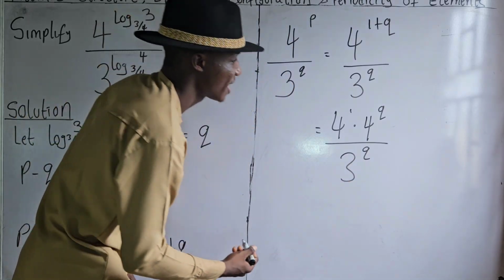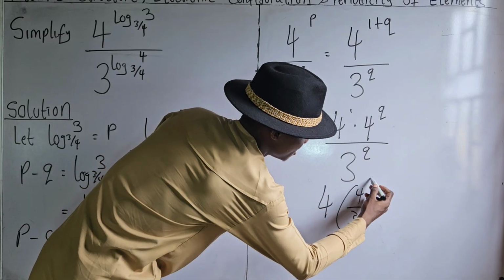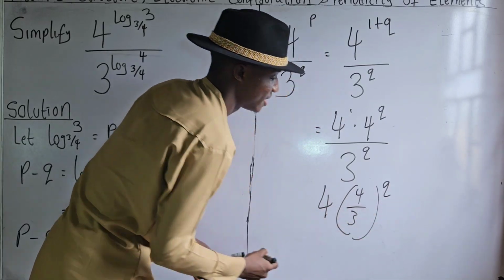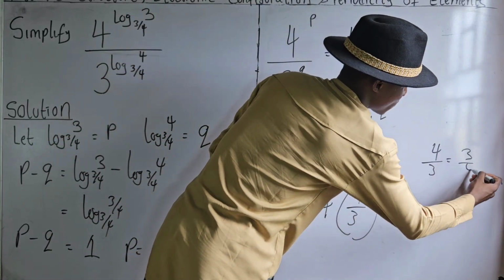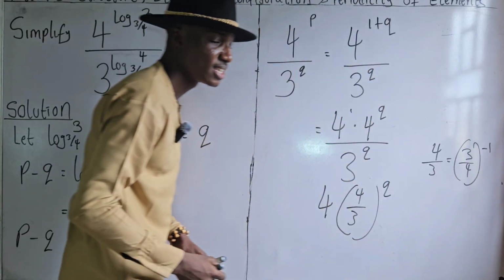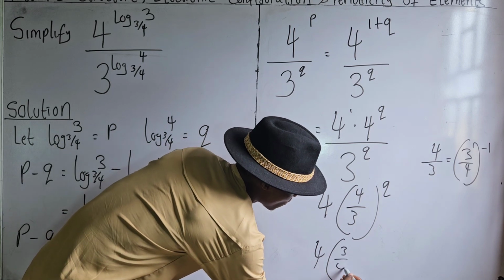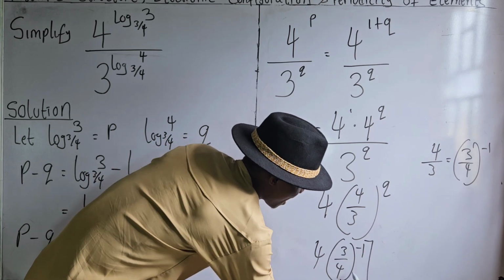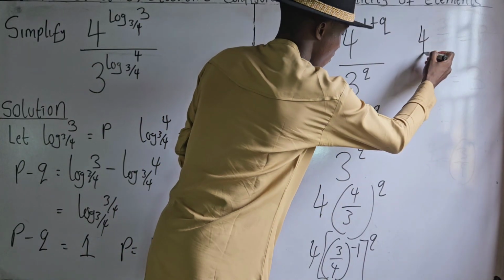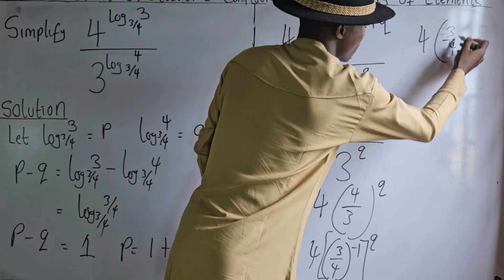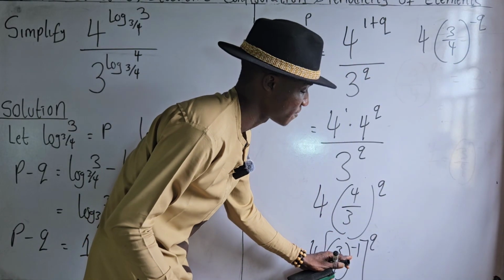Are you following? Okay. This can in turn be written as 4 multiplied by (4/3) raised to the power of q, right? Now, do you know that 4/3 can be written as (3/4) raised to the power of negative 1, right? So I'm going to use this here. This will be 4 multiplied by ((3/4) raised to the power of negative 1), all raised to the power of q. Are you following? Now, from this point, I'm going to have 4 multiplied by (3/4) raised to the power of negative q, right? Because this negative sign will affect this q.